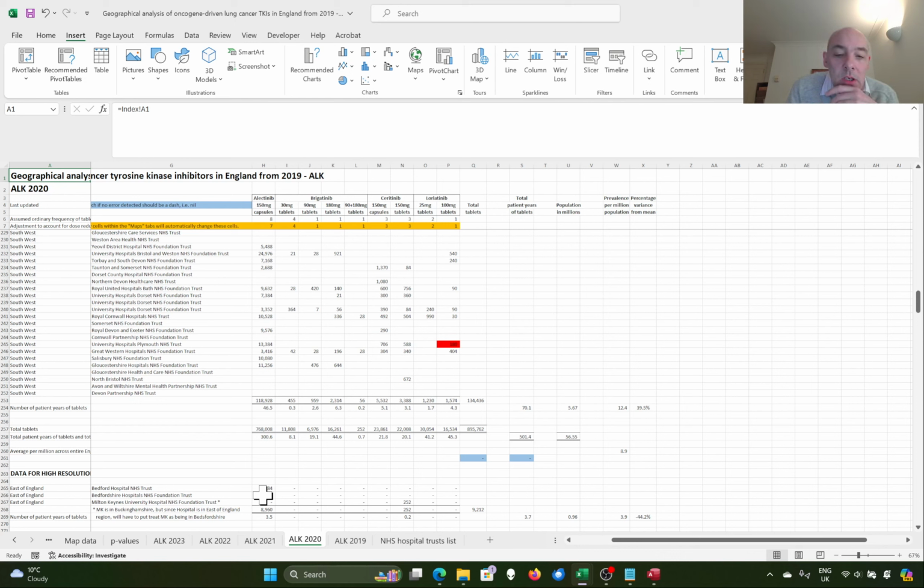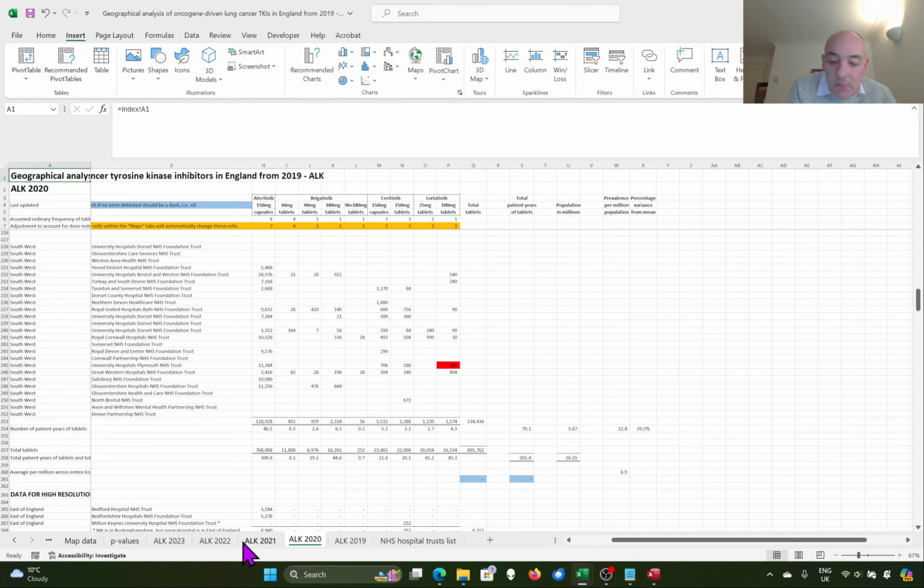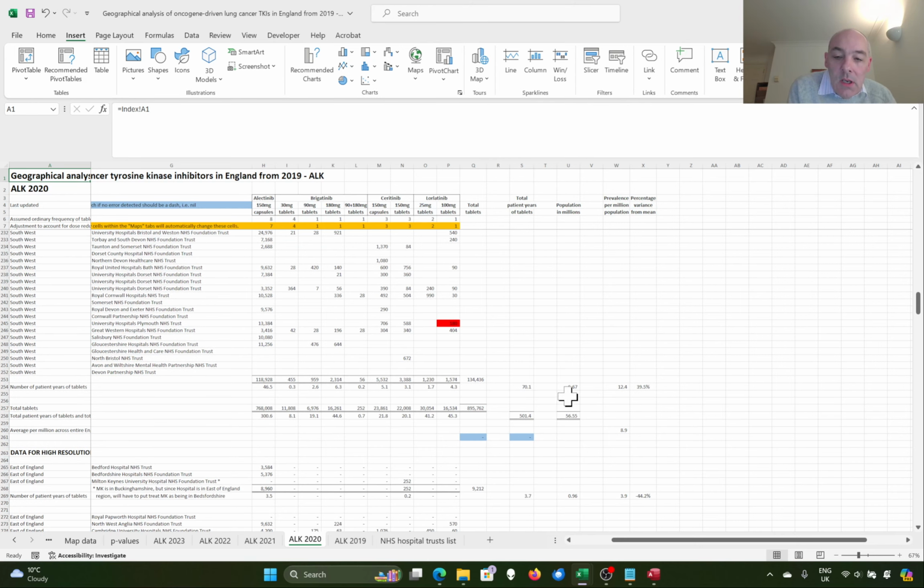There was one other trust where I did a similar thing. It was one of the control drugs. I can't remember off the top of my head which one it was, but I adjusted the control drug data of one particular hospital trust for a similar reason, where it was showing what seemed to be implausibly high numbers for a period of time. So looking from that, and then I've got these over here.